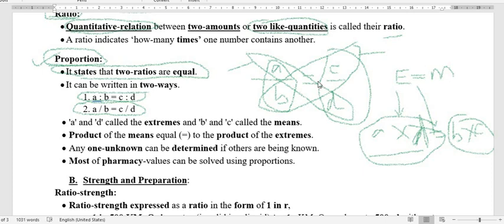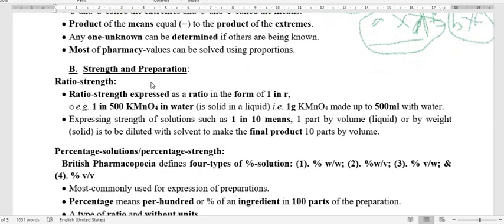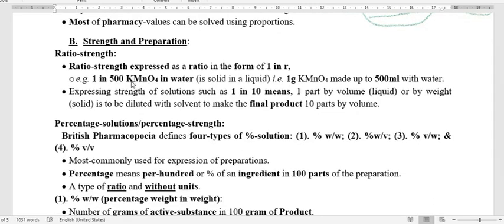If any one of these four values is unknown and the other three values are known, then by this formula we can calculate the unknown value. So this is important. Now we have to go through the strength and preparations.